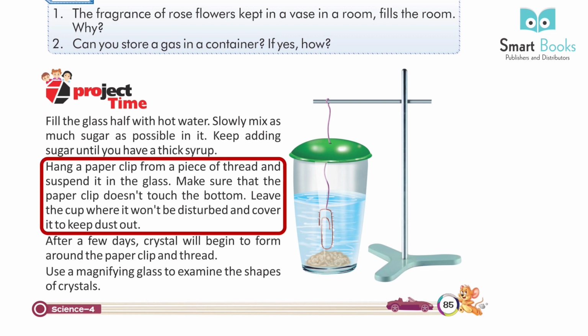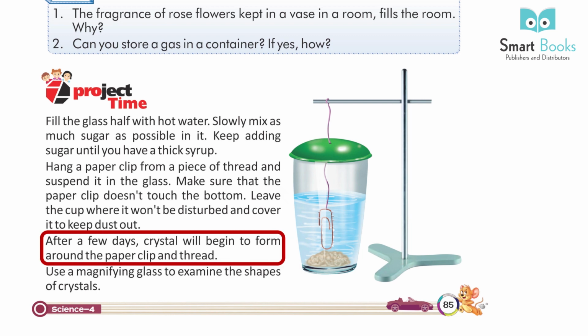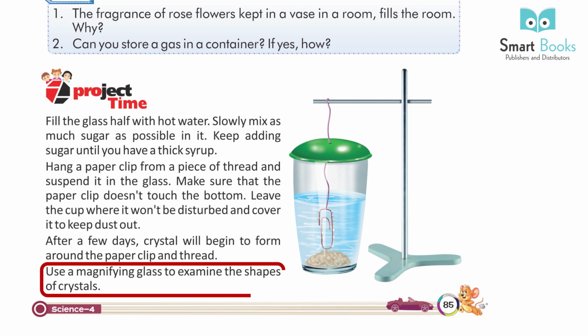Hang a paper clip from a piece of thread and suspend it in the glass. Make sure that the paper clip doesn't touch the bottom. Leave the cup where it won't be disturbed and cover it to keep dust out. After a few days, crystals will begin to form around the paper clip and thread. Use a magnifying glass to examine the shape of the crystals.